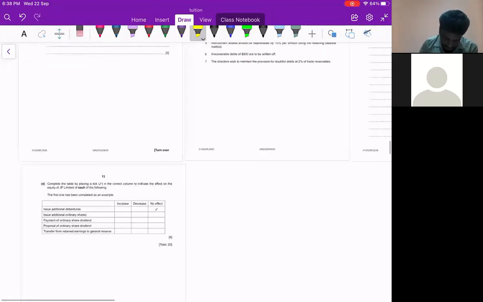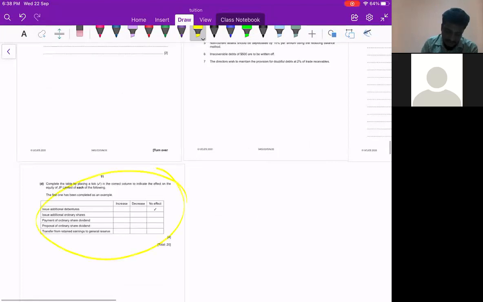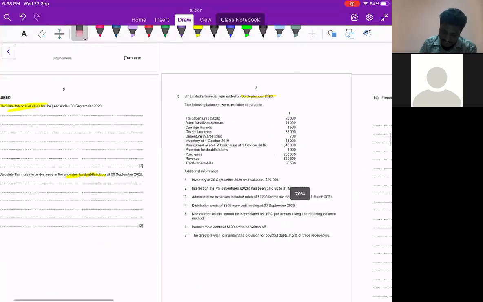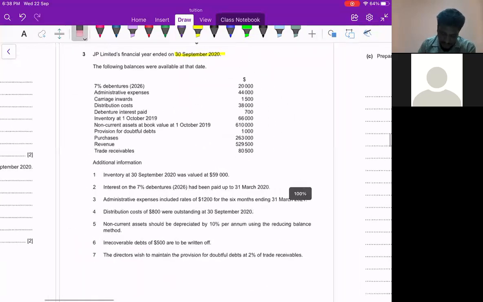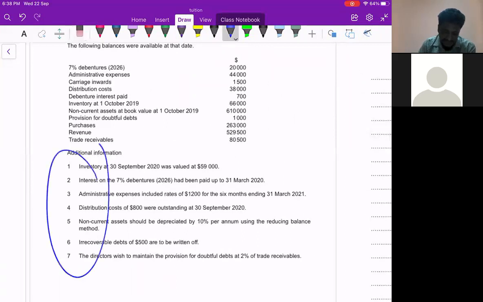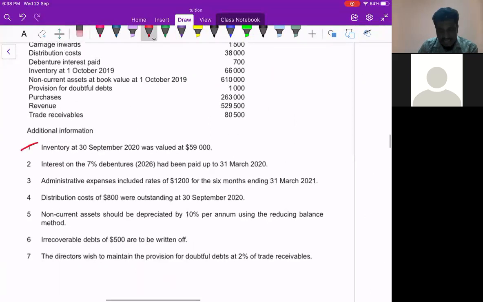After that, question D is nothing related to the information. So questions A, B, C are related to this information. Before we answer the question, we need to settle our additional information first. The first additional information is the closing inventory. Nothing much, you don't need to calculate anything. Later in the income statement, you just take this as the closing inventory.